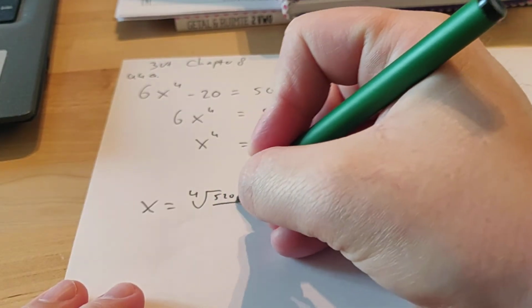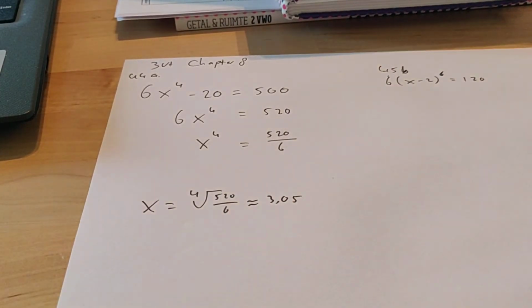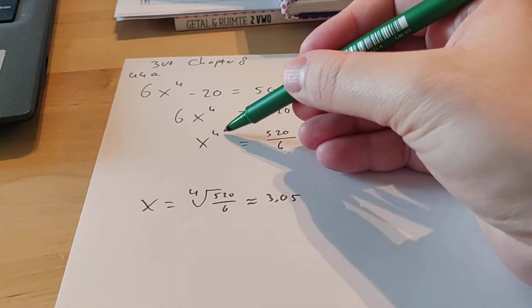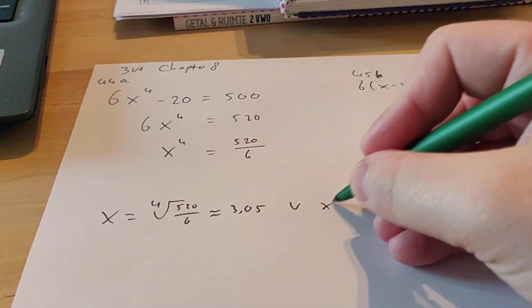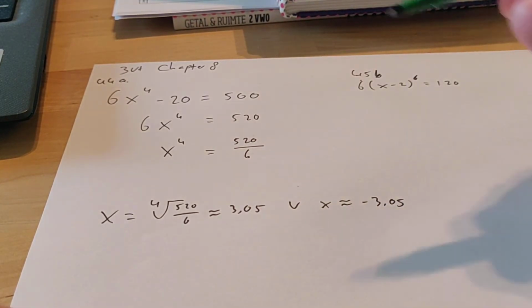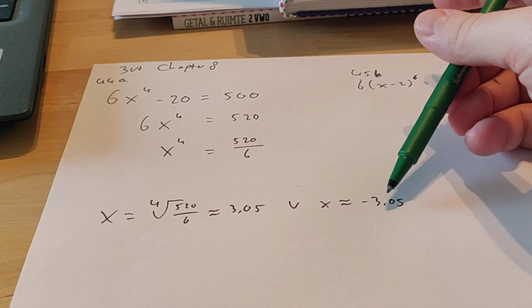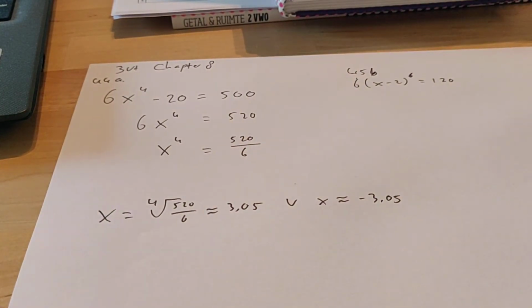So let me write that down. This equals 3.05. And just like with other equations, when there's a squared here, you actually have two answers, because x can also be minus 3.05. Yeah, so if you do this to the power of 4 or that to the power of 4, then you will get 520 divided by 6.